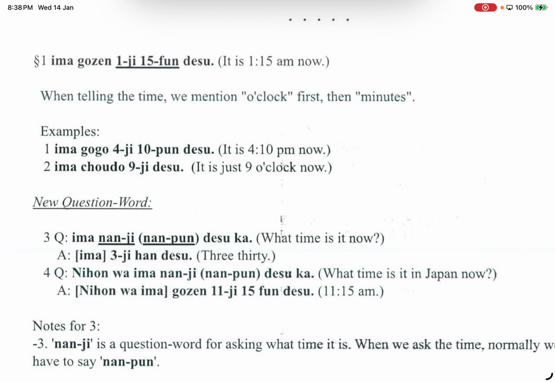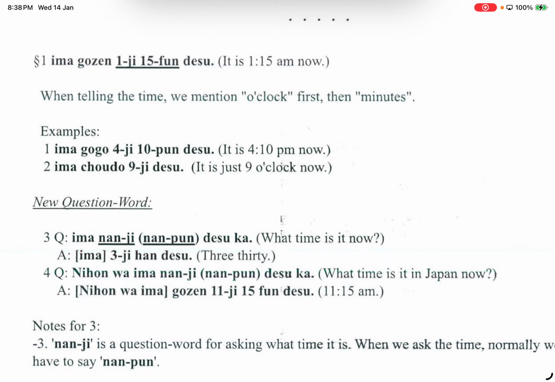Then if you want to say 1 a.m., for example, you don't want to say 1 a.m., you want to say late night 1 a.m. That one has another word for it, called 深夜. 深夜 means late night. But you all don't need to know that. I'm just giving an example if you're lazy to say AM or PM, or if you know how to describe the time of the day, then you can use that instead of the AM or PM.